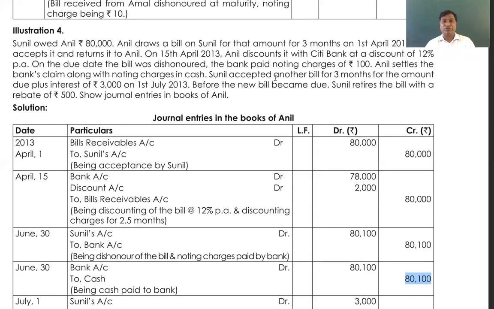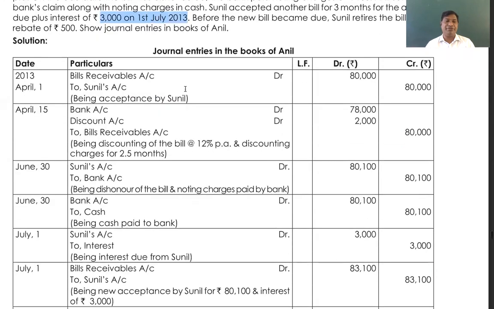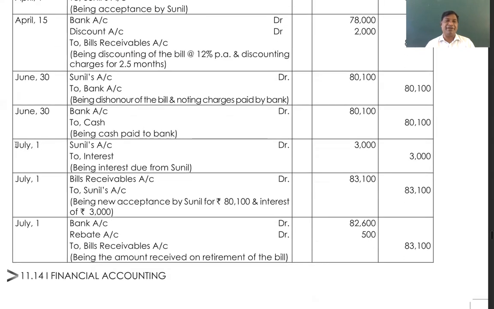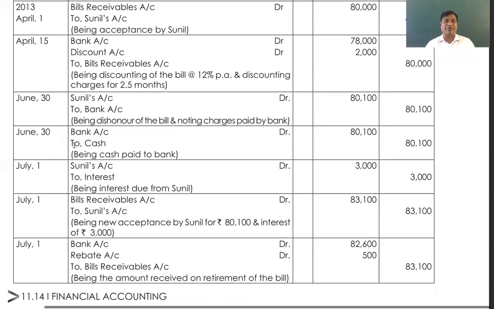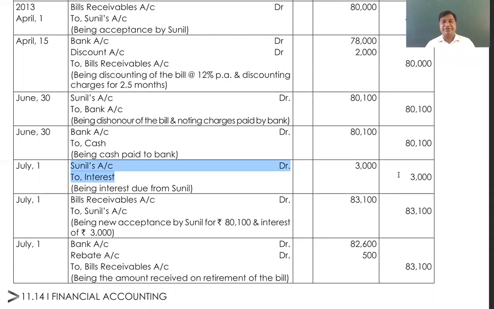Then Anil draws another bill for 3 months for the amount due plus interest of 3,000, on 1st July. So July 1st, Sunil account debit to interest, 3,000.